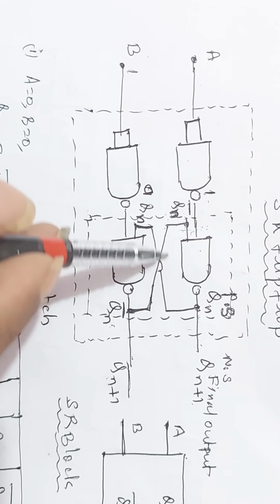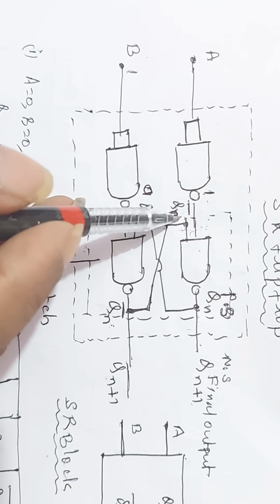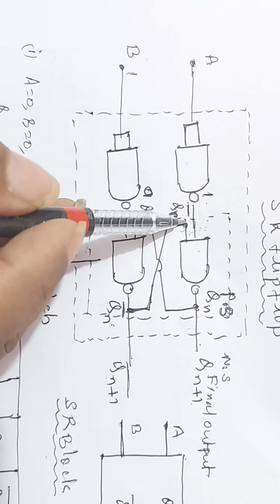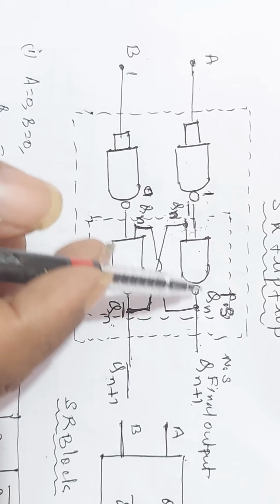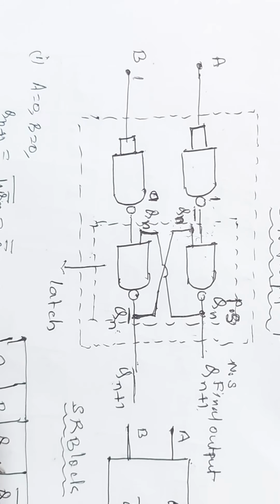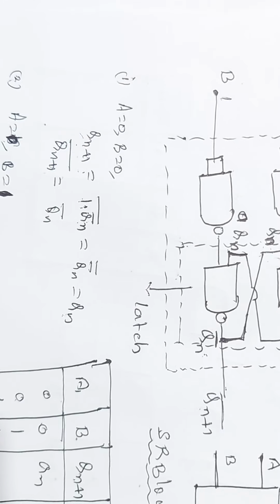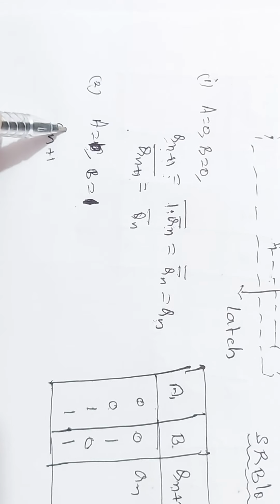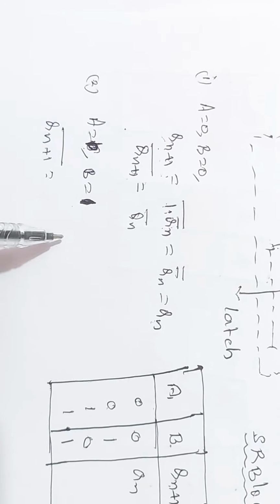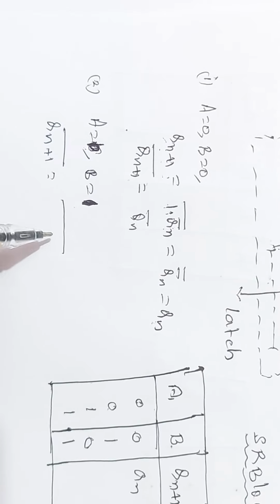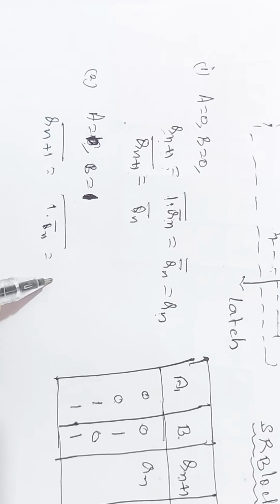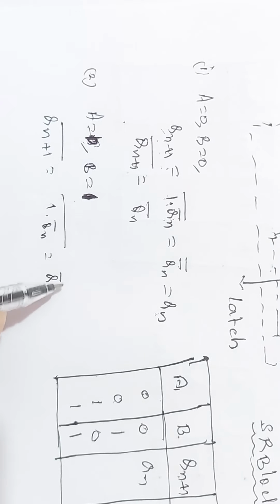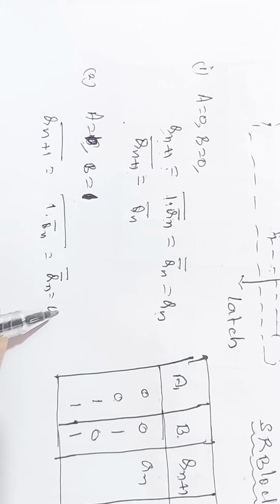Now this Qn bar is applied here. 1 into Qn bar is Qn bar. The output of this NAND gate is the complement of Qn bar. Therefore, the output Qn plus 1 is the complement of the inputs 1 into Qn bar, which is equal to Qn bar, whole bar, which is equal to Qn itself.